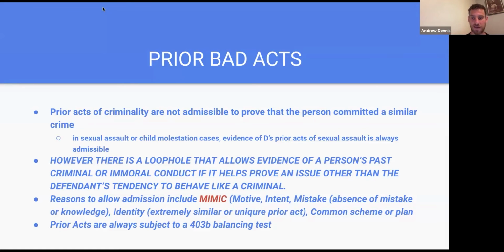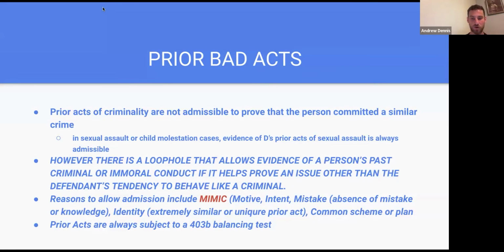However, there's a loophole that allows evidence of a person's past criminal or moral conduct if it helps prove an issue other than the defendant's tendency to behave like a criminal. So we're not going to bring it in to show propensity to conform with that behavior, but we will bring it in for anything else. When they teach that in law school, you're like, what does anything else mean? On the bar exam, at least, some tutors came up with a mnemonic that helps us understand what anything else could mean. It could mean motive, intent, mistake or lack of mistake, identity, common scheme or plan.